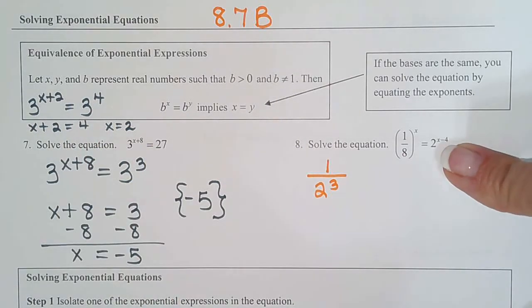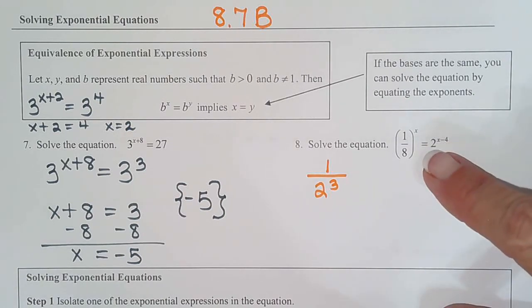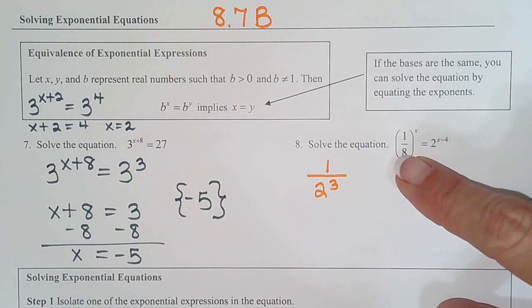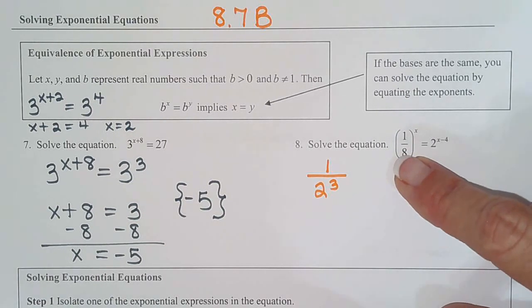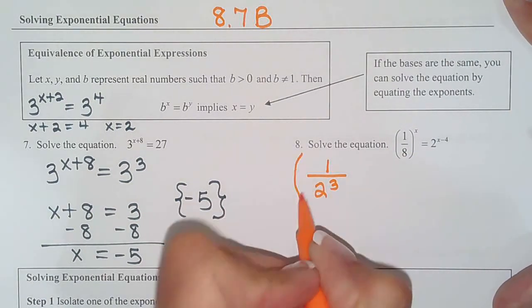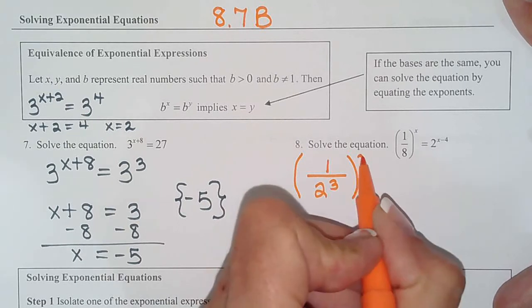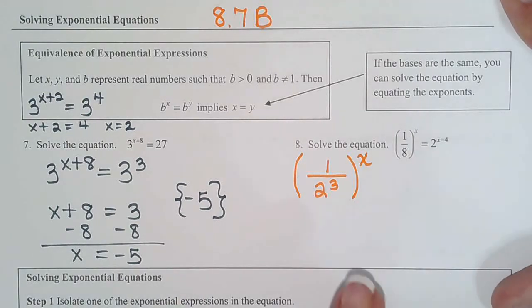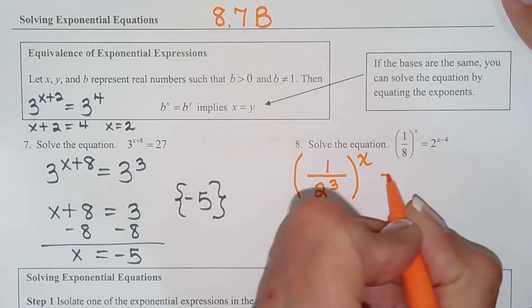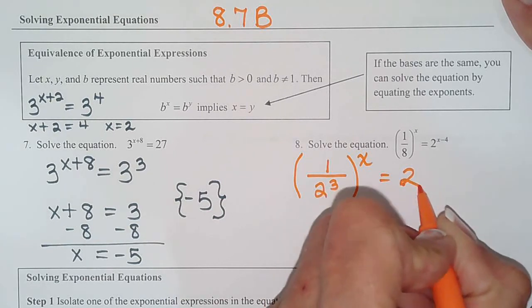Students go, how did you know to turn that into 2 cubed? Well, I looked here for 2, and I say to myself, can I write 8 as 2 to the something? Yes, 2 cubed. So it wasn't just a mystery that I picked it. It was because of this one. So here's my new problem.